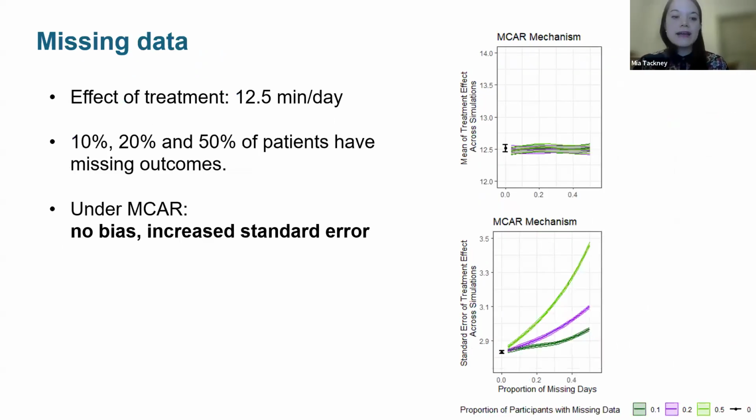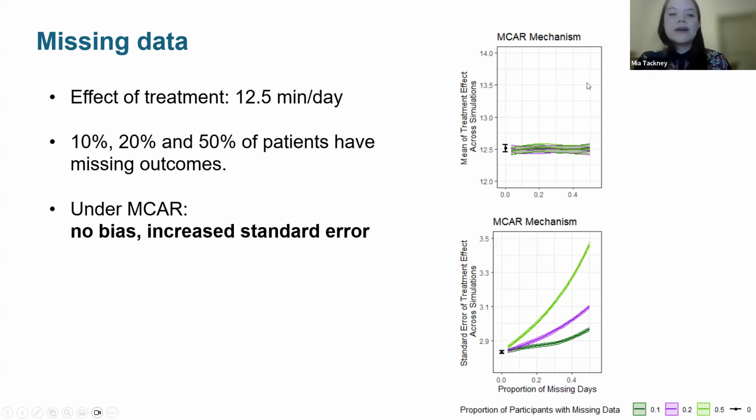Finally, we're going to have a look at the impact of missing data. In these plots, you're looking at what happens when the proportion of missing days increases from 0 to about half. And in the different colors, you're looking at the proportion of participants who have missing data. They range from 10% in green, 20% in purple, and 50% in light green.